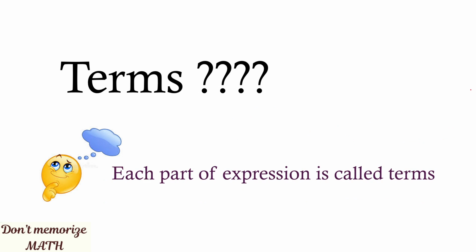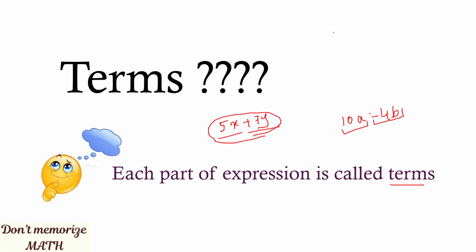We already discussed terms, but I will tell you one more time what we mean by terms. Each part of the expression is called a term. Suppose we have expressions like 5x plus 7y or 10a minus 4b. In the first, 5x is a term and 7y is also a term. In the second, 10a is a term and minus 4b is also a term. This complete thing is an expression, and each part is called a term.